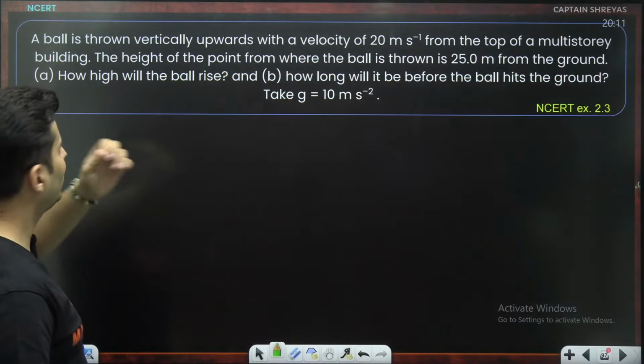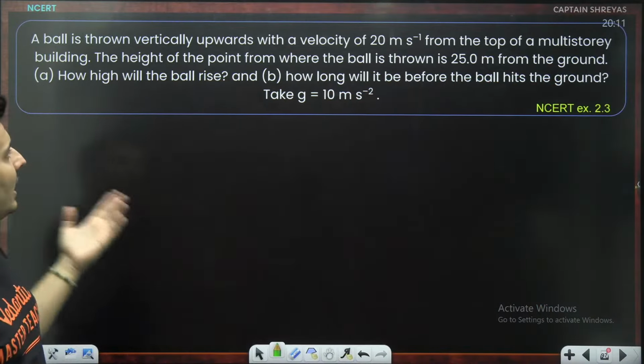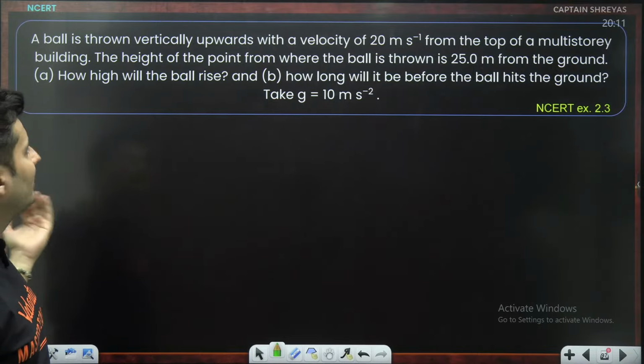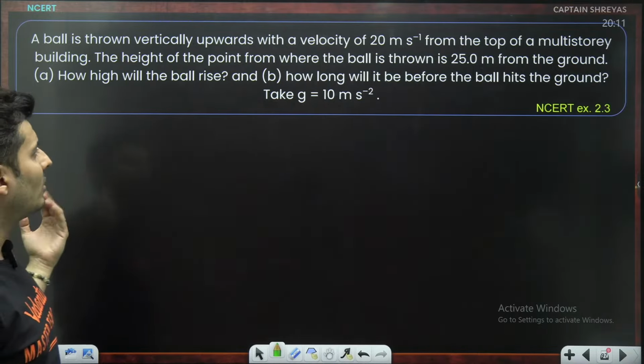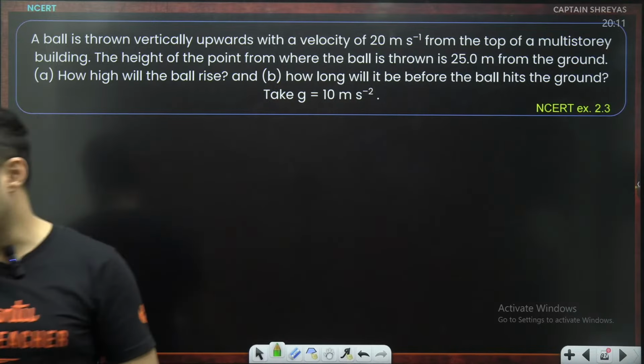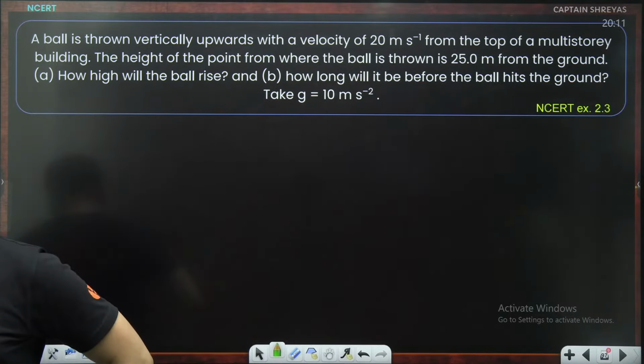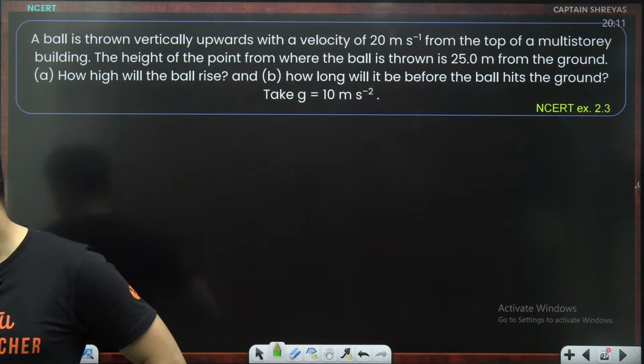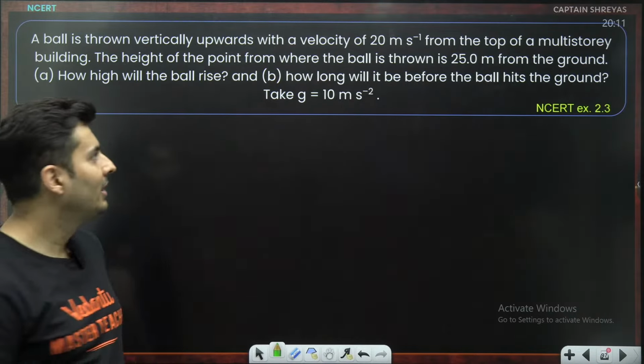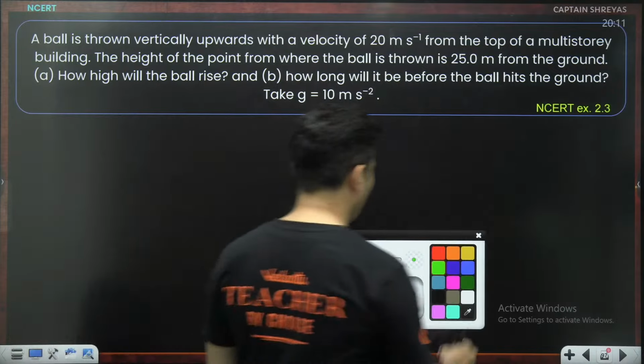What is this? A ball is thrown up from a multi-story building. The height of the point from where the ball is thrown is 25 meters from the ground. How high will the ball rise? How long will it take before it hits the ground? Tell me one thing. Can we use any direct formula right now in this problem?